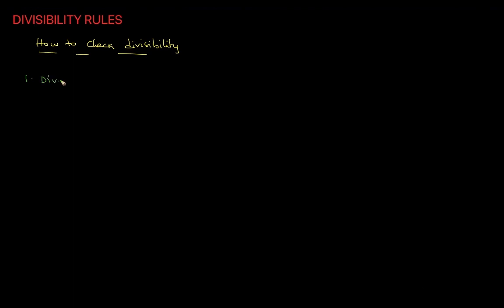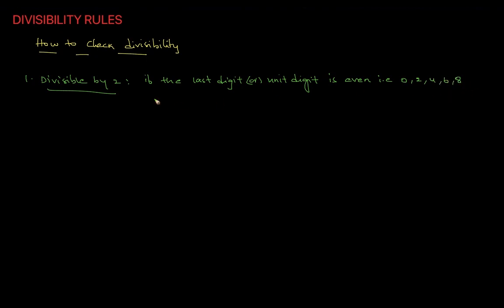First one, divisible by 2. How can we check whether a number is divisible by 2 or not? A number is divisible by 2 if the last digit, or the unit digit, is an even number. The unit digit can be 0, 2, 4, 6, 8. Then we can say that the number is divisible by 2.